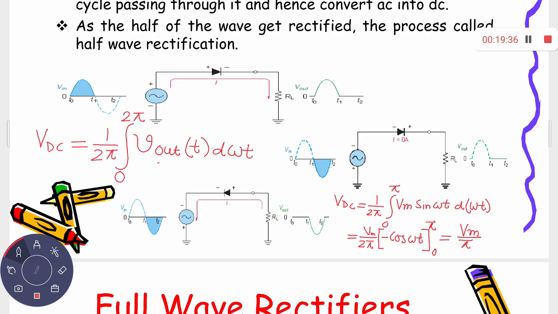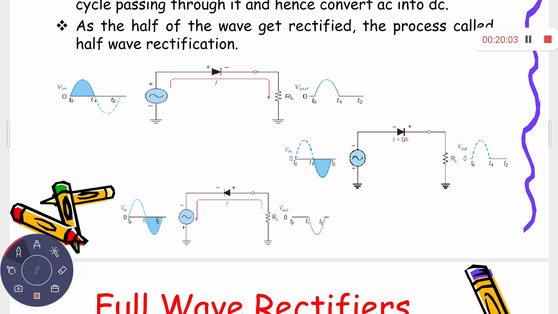Now in your exam, you don't expect that it's always a sinusoidal signal. It might be some other signal, some triangular signal, some square wave signal. So you just plug in, because that is the formula which is applicable for any type of input: V out t d omega t, 0 to 2 pi, 1 by 2 pi. Is it okay? Fine. So now, apart from this, what else do you have?